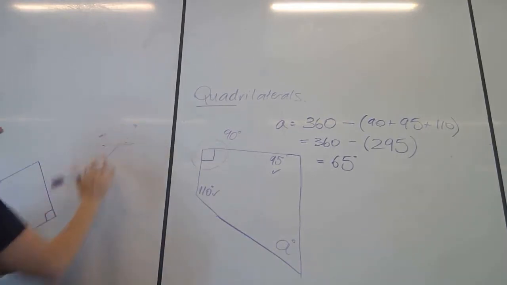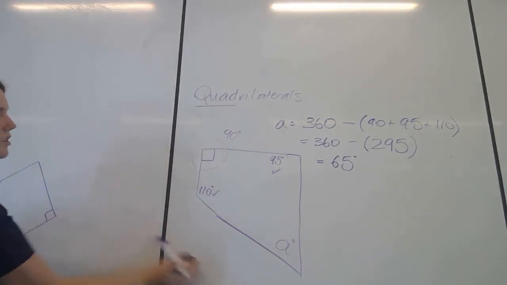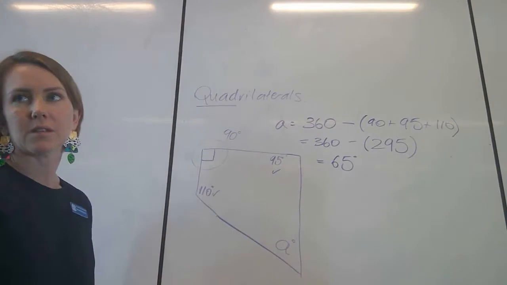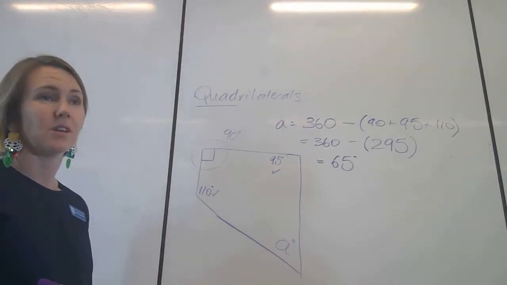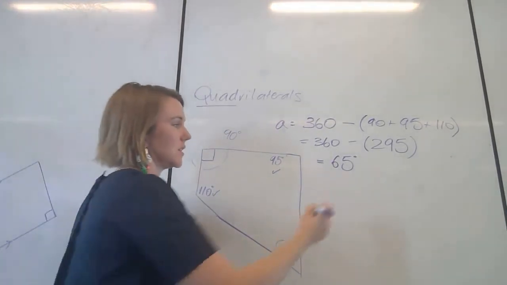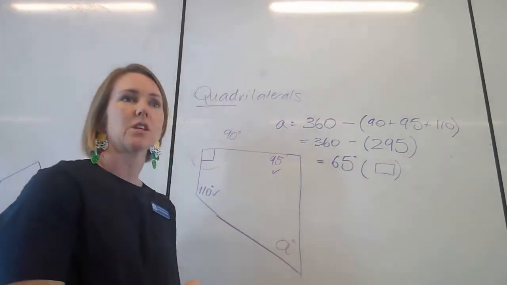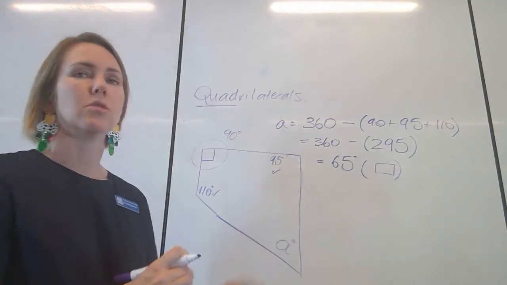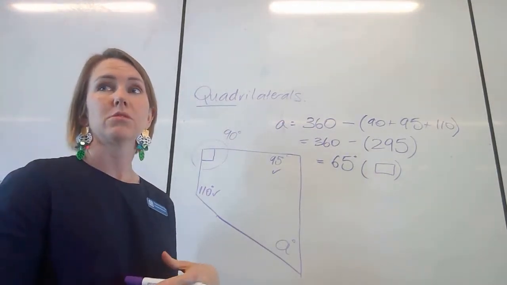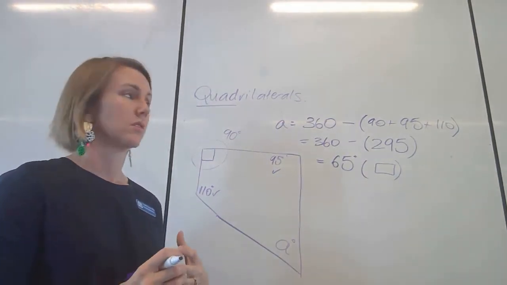So you need to put in a coded reason for this. It's really simple though. Quadrilateral is 360, so we're just going to put a square in brackets. And that tells me you used that method to do it. With this, do we always just have to write a square?